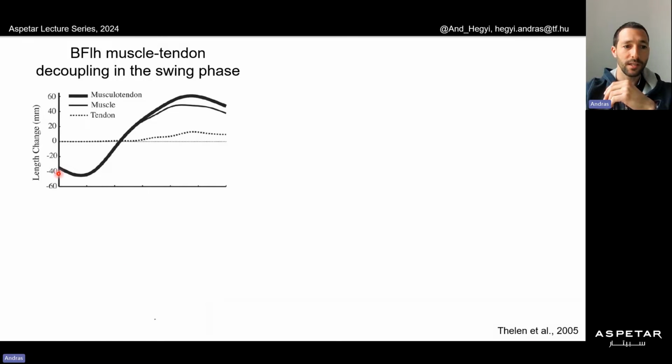So what we can see here on the top is the length change of the muscle tendon unit in the swing phase of the running cycle. And we can see here that some of the length change is actually in the tendon, and the rest is in the muscle. So there is a difference between muscle tendon length change and length change in the actual muscle.